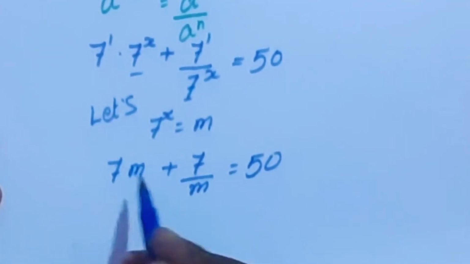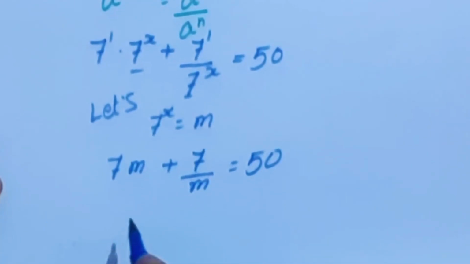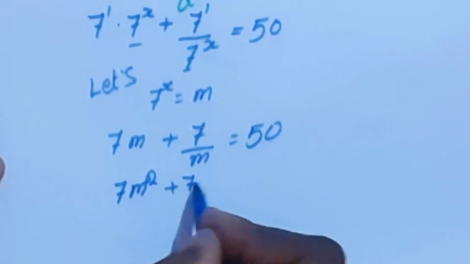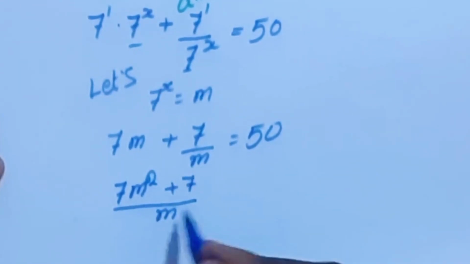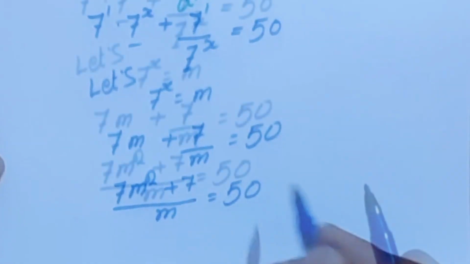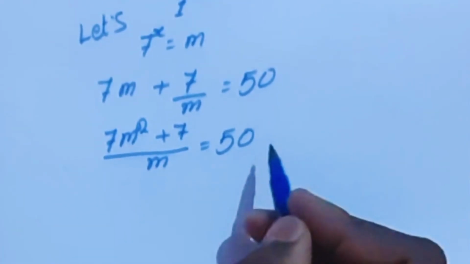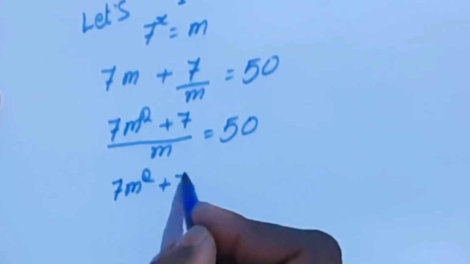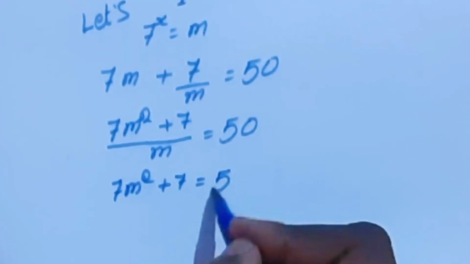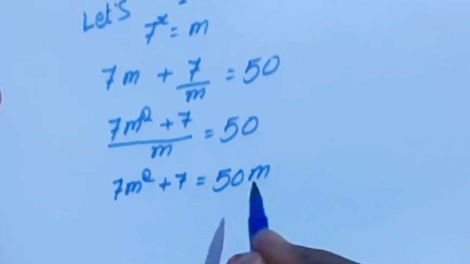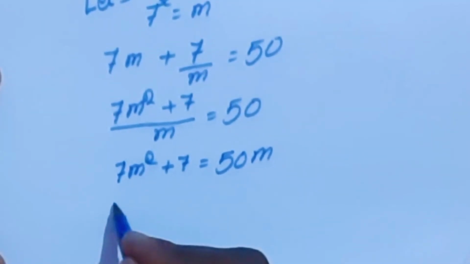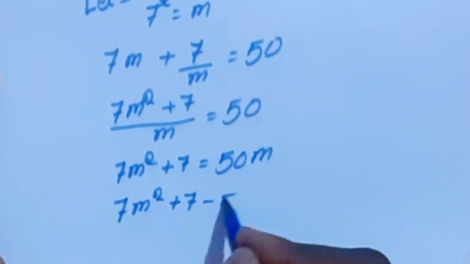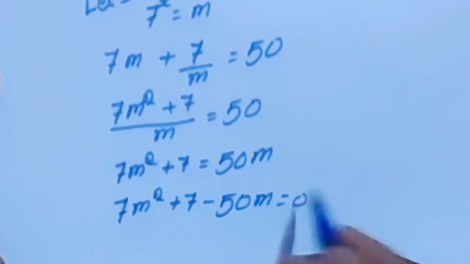Now do cross multiply here. We'll get here m square, 7m square plus 7 whole divided by m equal to 50. Now moving this m to the right hand side, so we'll get 7m square plus 7 equal to 50m. Now moving this 50m to the left hand side, so 7m square plus 7 minus 50m equal to 0.